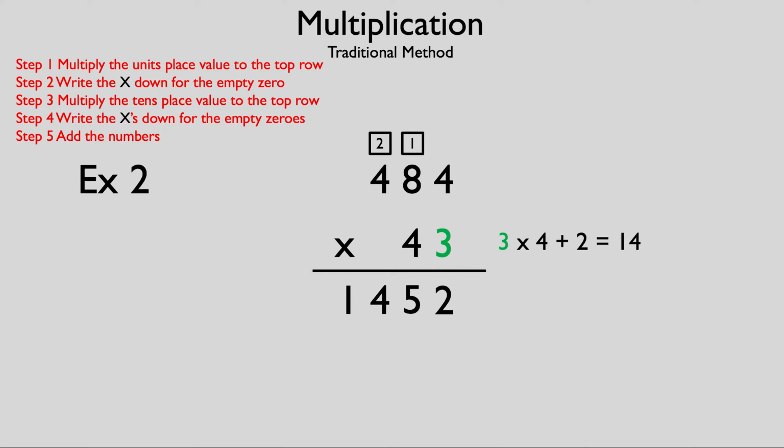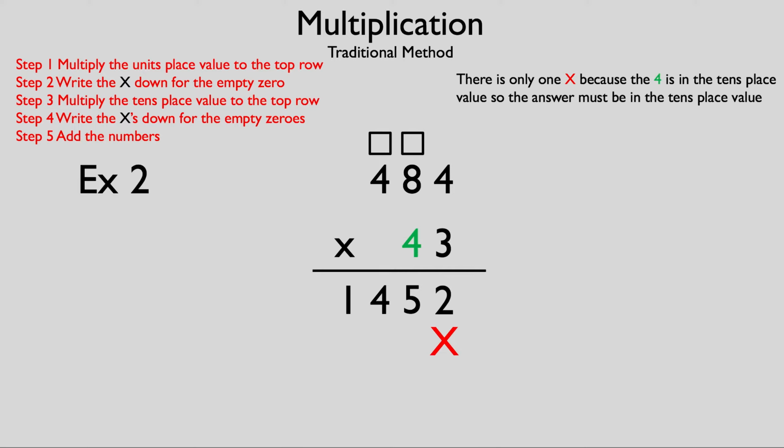So now we have to move on to the 4, but we have to put an X below the 2 in the units place value because 4 is in the tens place value. So the answer that we multiply by the first 4 has to be in the tens place value because once again the green 4 is in the tens place value. So it has to be the same.